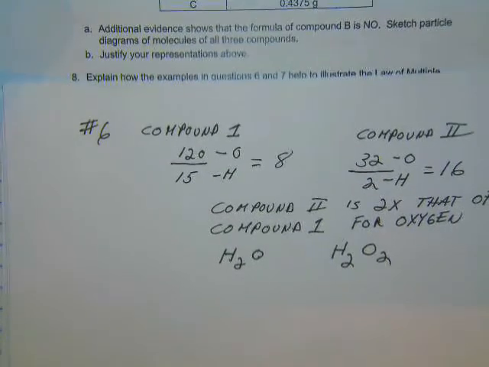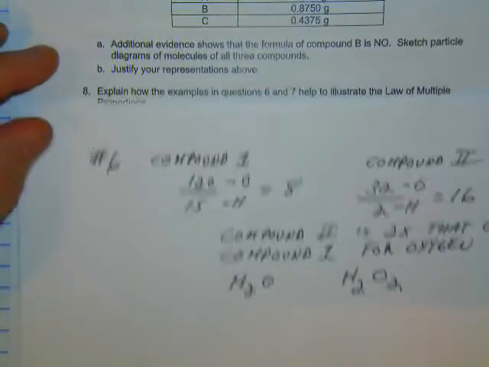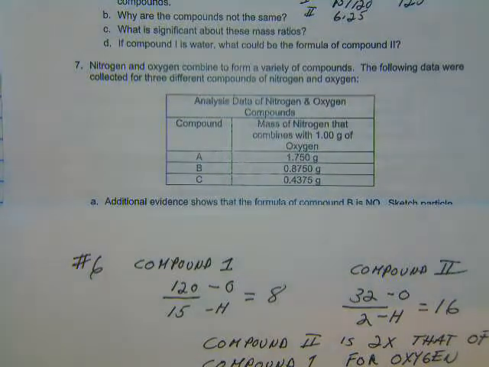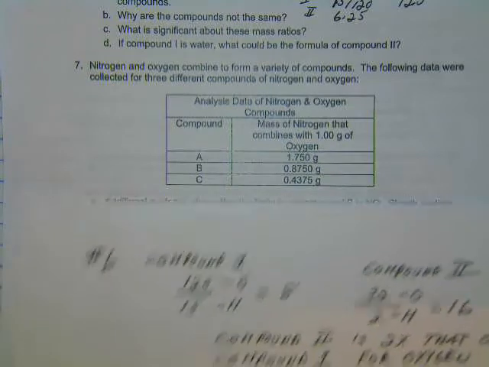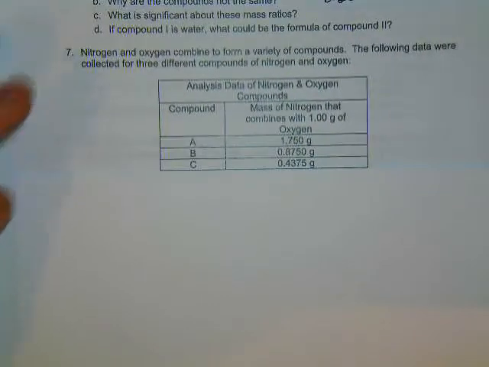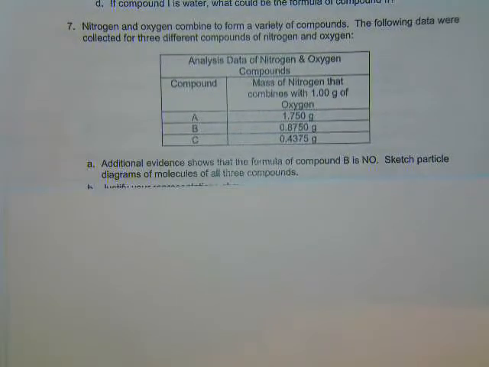Let's see what we got here on problem number 7. I guess I better pull that down a little bit. Alright, so we've got nitrogen and oxygen combined to form various compounds. The following data were collected for 3 different compounds of nitrogen and oxygen. As we're looking at that, the mass of nitrogen that combines with 1 gram of oxygen. So really we're just looking at the nitrogen here.